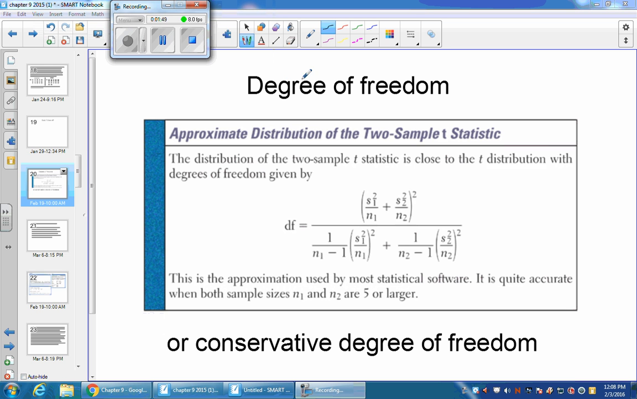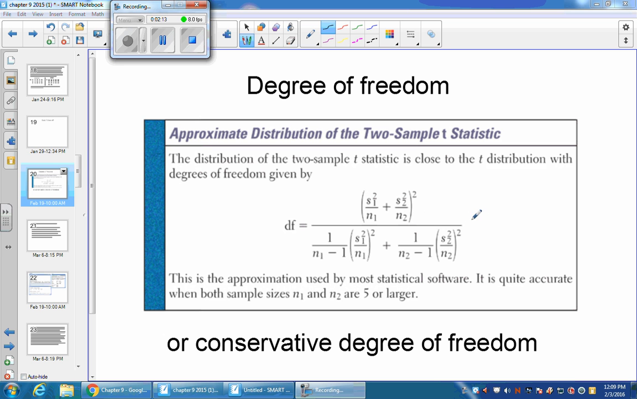Now for a better degrees of freedom, this is not an easy formula. You take standard deviation squared over n, plus the other standard deviation squared over its n. It's a lot. You can fill in all of this and get the degrees of freedom that we got on our previous problem. This is more accurate. This is really more accurate.